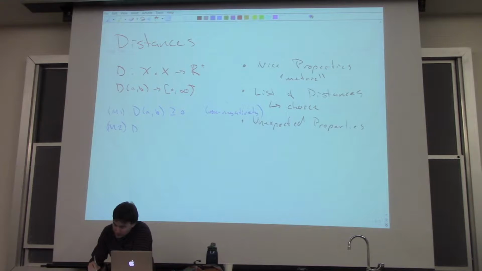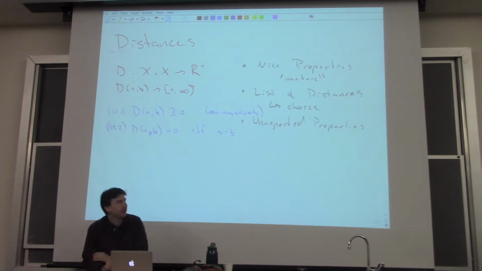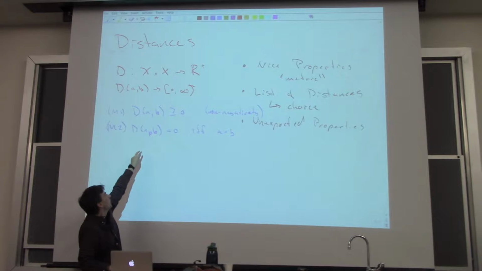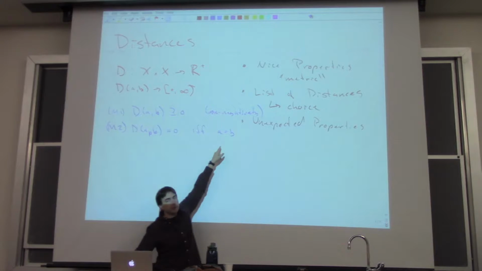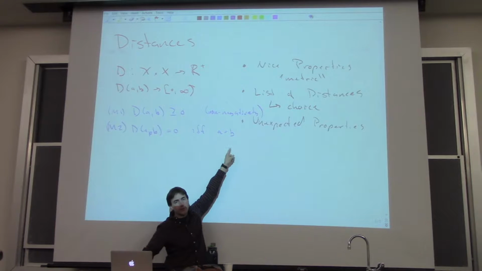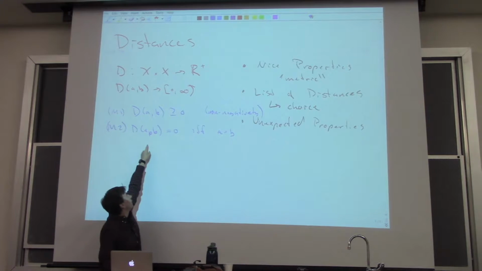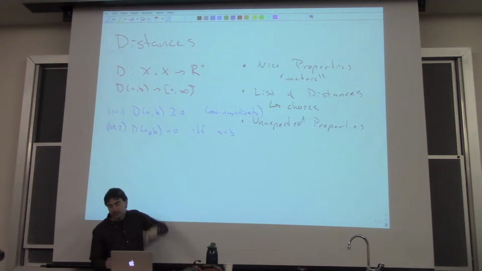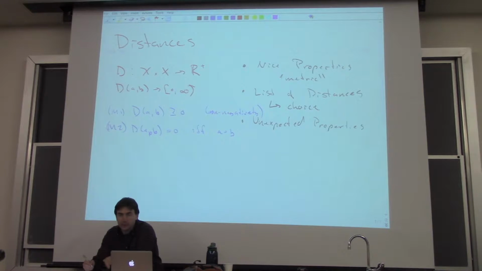The second one is that d(A,B) is equal to 0 if and only if A equals B. That means the implication goes both ways. If it's equal to 0, then A must be exactly equal to B. If A is exactly equal to B, then the distance must be 0. So this seems reasonable.